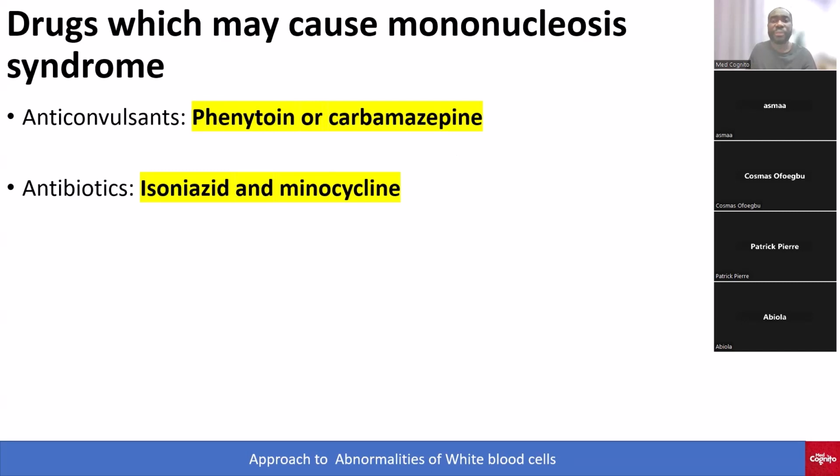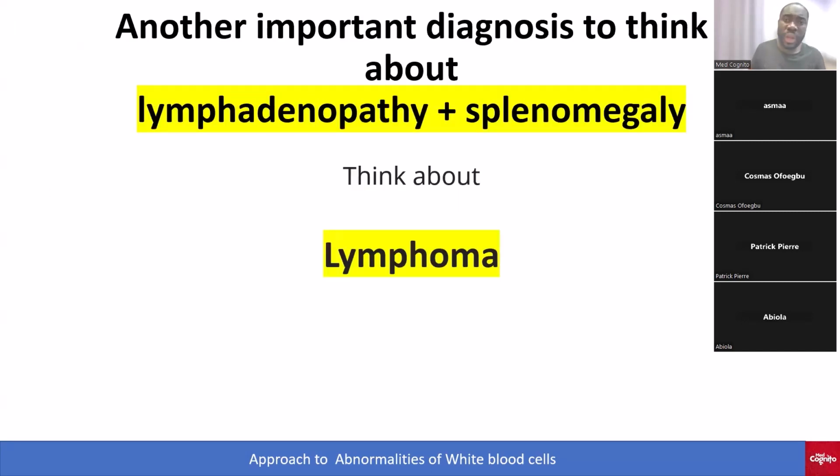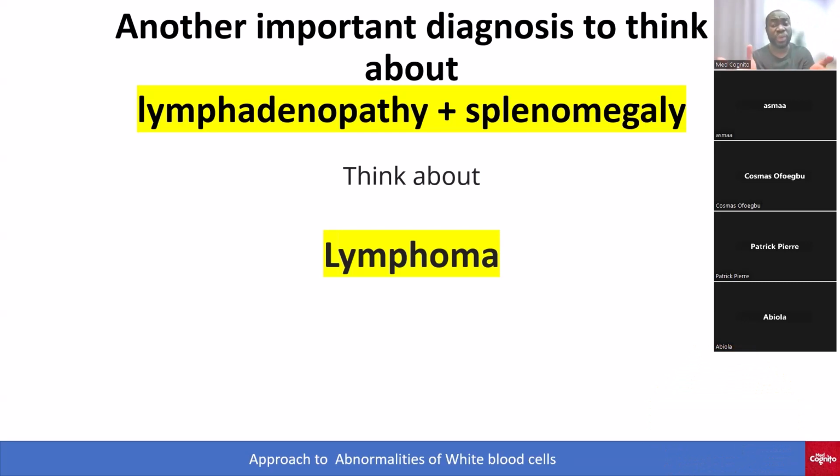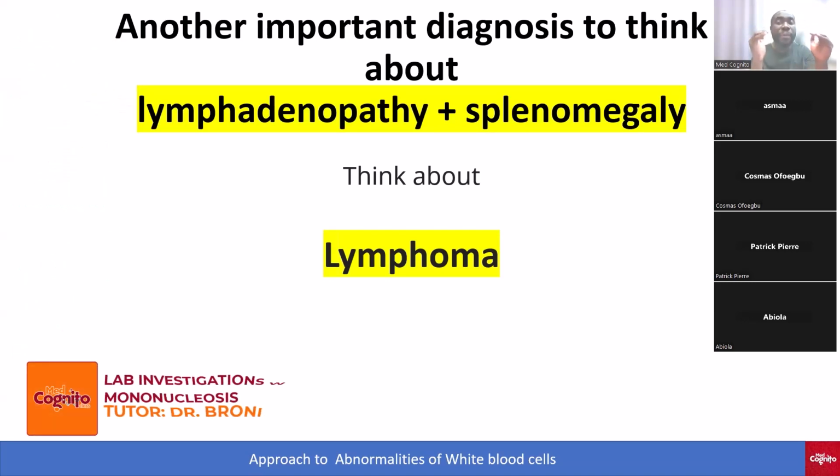Yes. Okay. So, what if you get a patient, you were thinking this patient may have infectious mononucleosis, but you realize that the patient may not have sore throat, but the patient has lymphadenopathy and splenomegaly. If you have a patient with lymphadenopathy and splenomegaly, which can also be features of infectious mononucleosis, but they don't have the other features like sore throat and the rest, one differential which should come into your mind should be lymphoma. Lymphoma should also come into my mind.